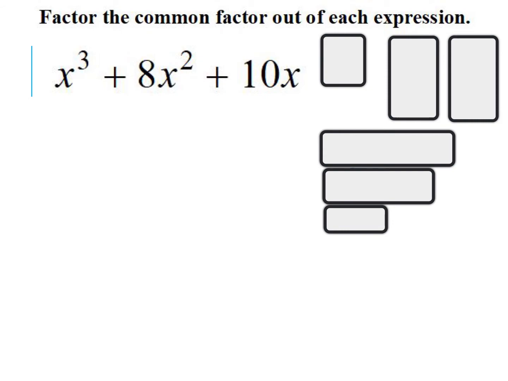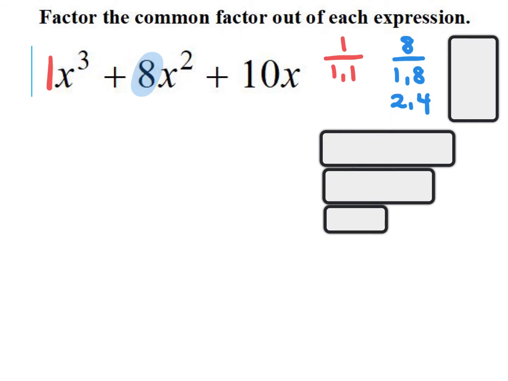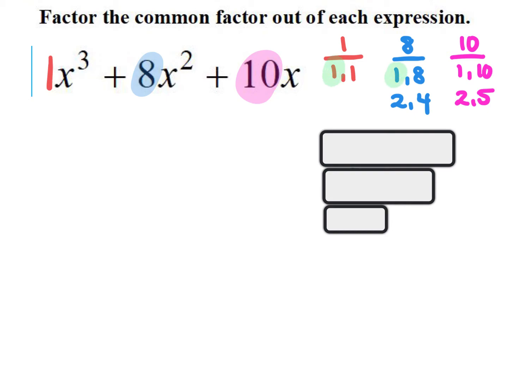For the next example, I again start by listing my factors, the coefficients. Now the x to the third really has a coefficient of 1. So the factors of 1 is just 1 and 1. Then I'm going to list the factors of 8. So I have 1 and 8 and 2 and 4. And lastly, I list the factors of 10. So I have 1 and 10 and 2 and 5. Now of these factors, they all have a 1. And that's the only thing in common between all three. So the greatest common factor of the numbers is just 1.